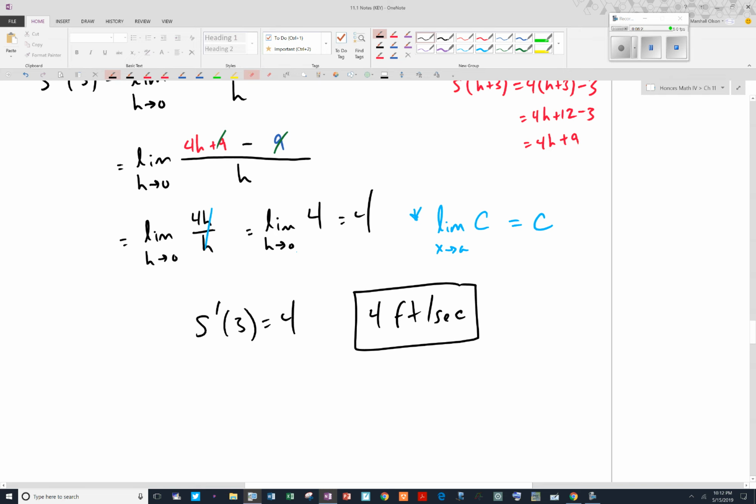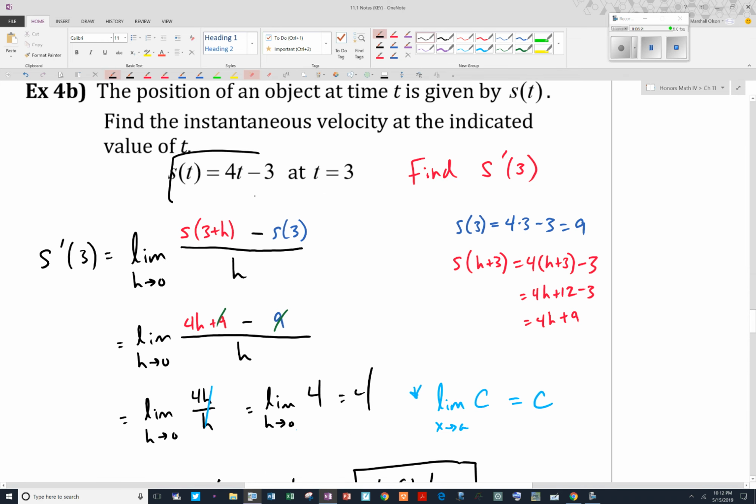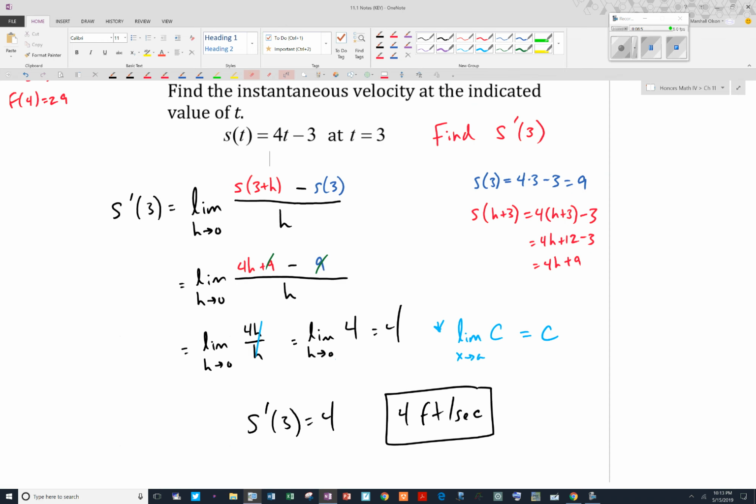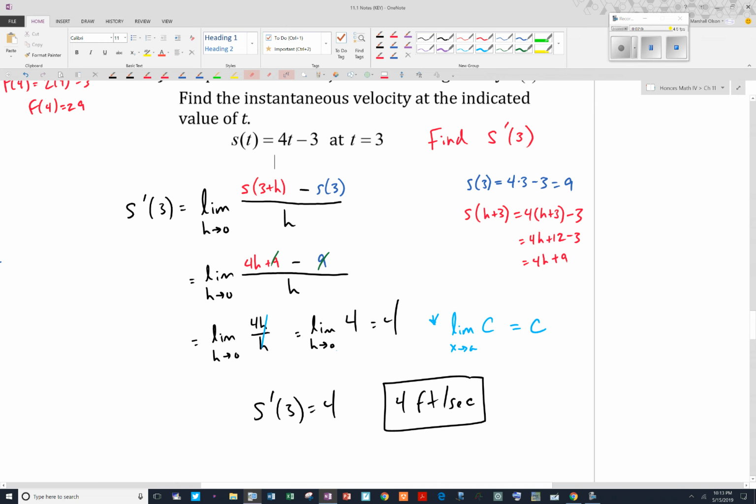All right, what I'd like you to do is take a look at the original function. 4t minus 3 is a line. It's a line with a slope of 4. So guess what? We kind of knew from the very beginning that our slope was going to be 4. It didn't even matter what that value was. Our answer, no matter what, would have given us a value of 4 at the end, because the tangent line at any point would just be the slope at that point, which is always going to be 4 for this function. So basically, the derivative of a linear function is the slope of that linear function.